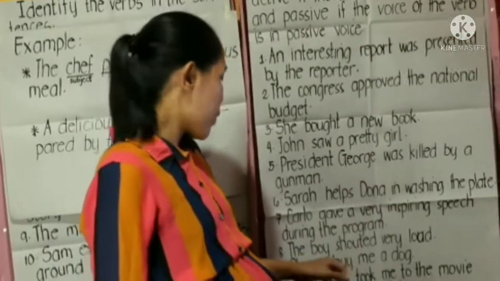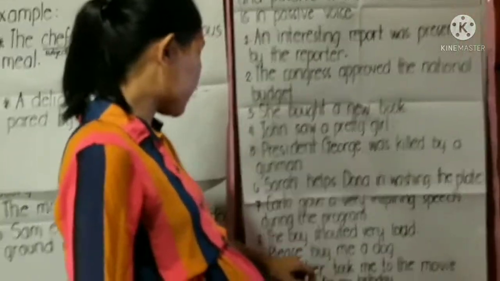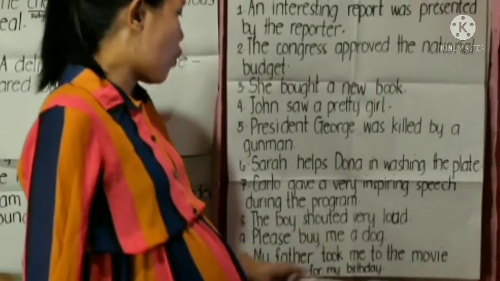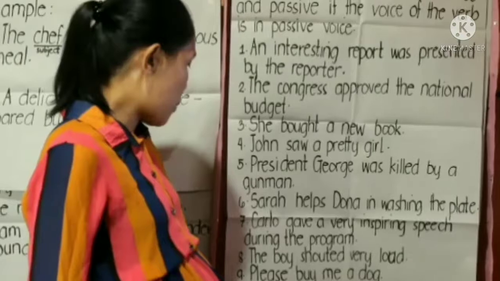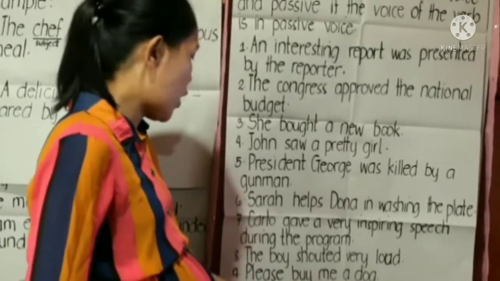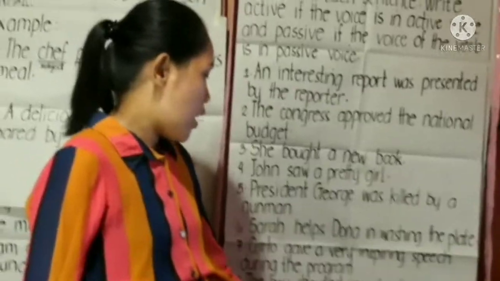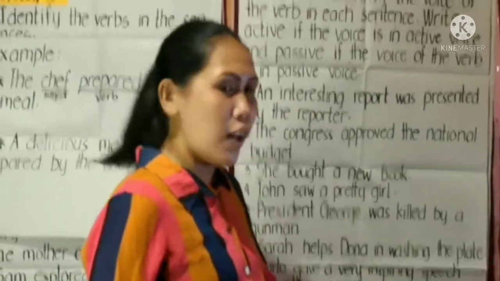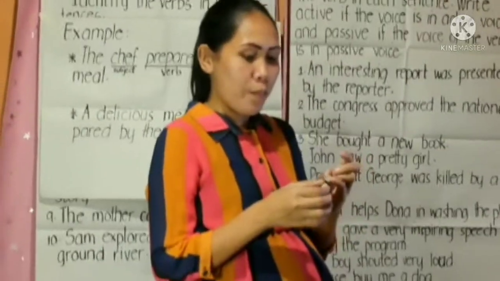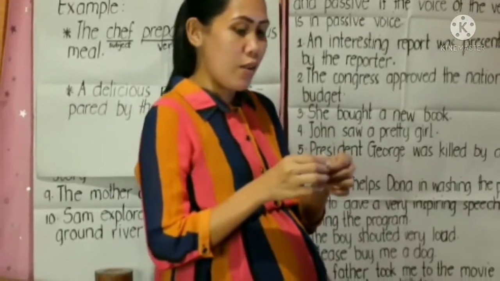And number 9, please buy me a dog. It is in active voice. And last number, my father took me to the movie theater for my birthday. This also is in active voice. Now, who got a perfect score, class? Okay, very good. So, give your classmates a round of applause.